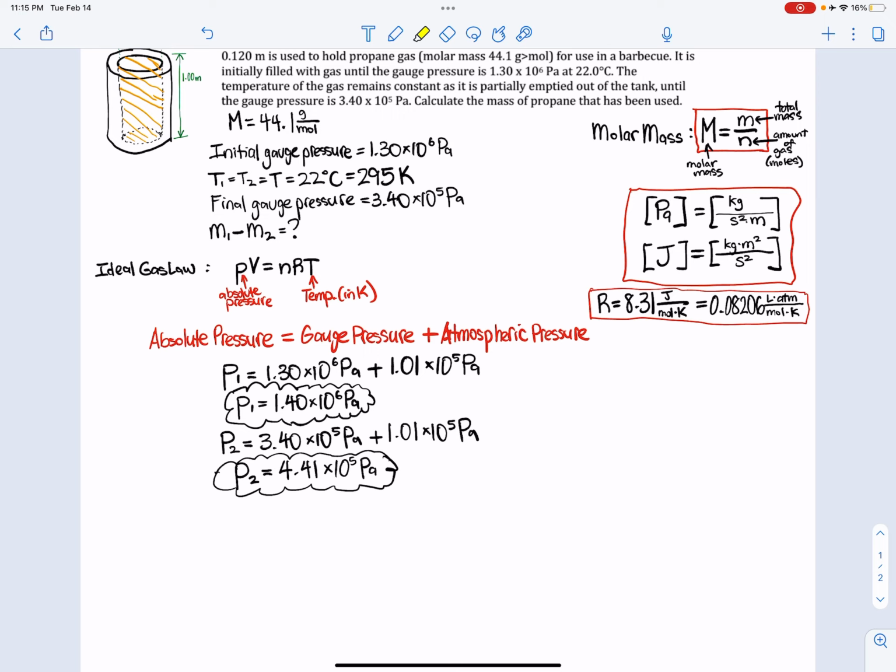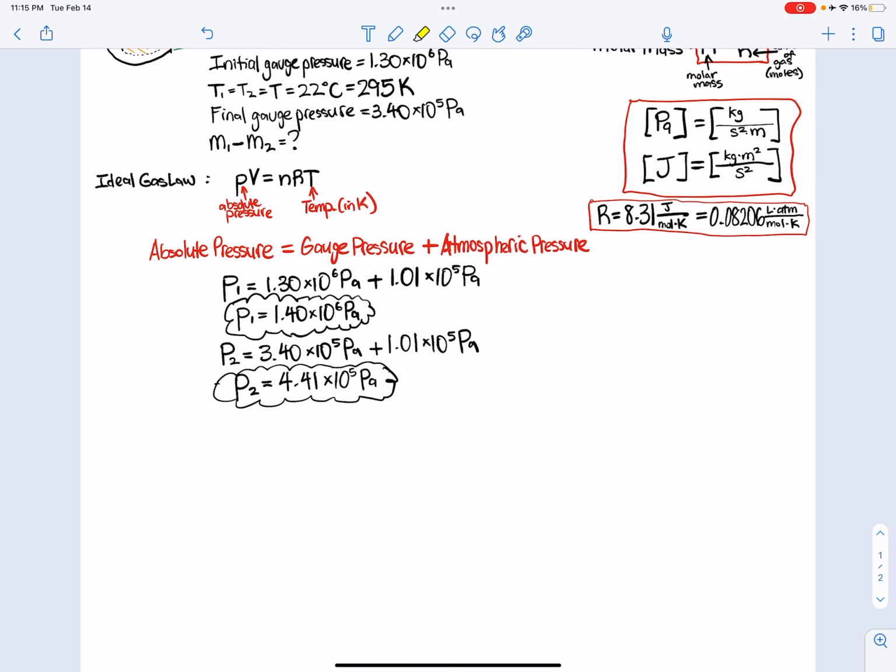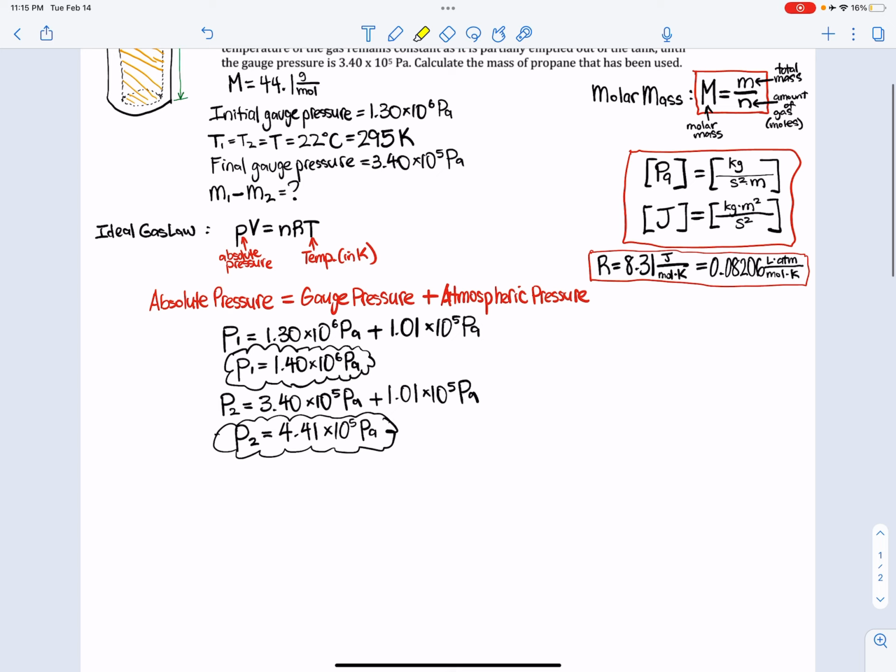So now let's try to use PV equals nRT. So ideal gas law, PV equals nRT. There's actually two ways to solve this problem. First, we would convert this n, the amount of gas in the ideal gas law, with what's given to us, which is molar mass, and we're also looking for total mass, right?